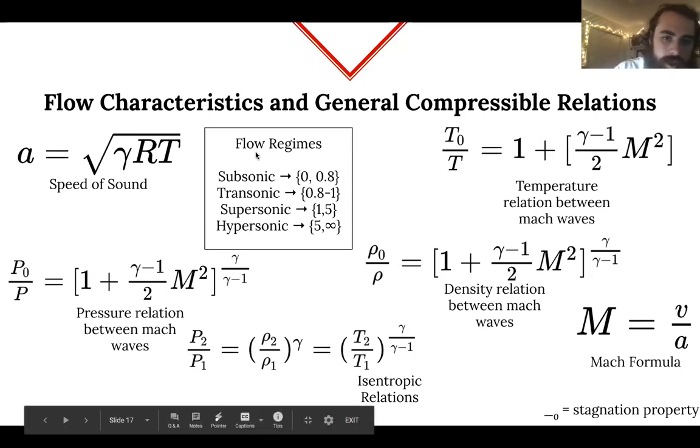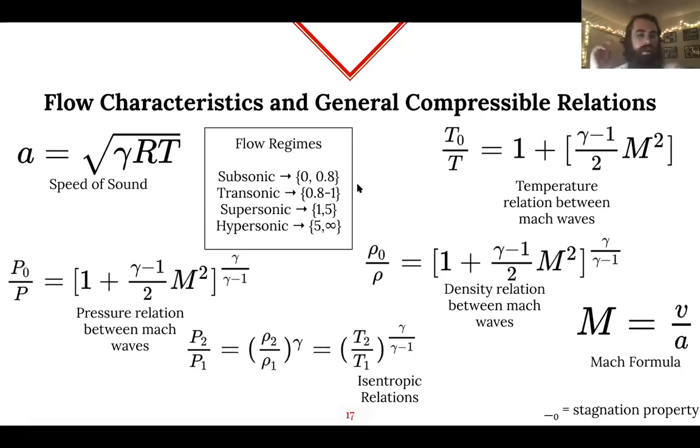The last thing I want to talk about is the flow regimes. Subsonic flow would be anything from a Mach number of 0 to 0.8. Transonic would be a range of 0.8 to 1. Supersonic would be anything from a Mach number of 1 to 5. And then hypersonic would be Mach numbers from 5 to infinity.